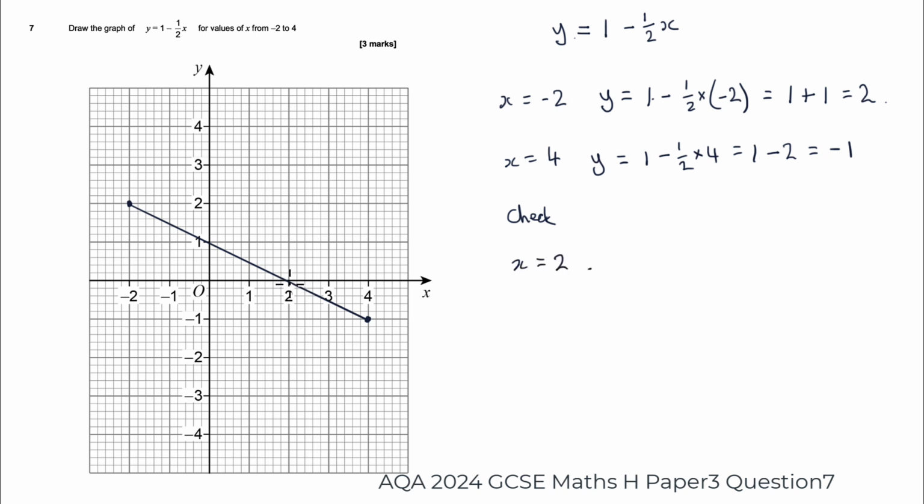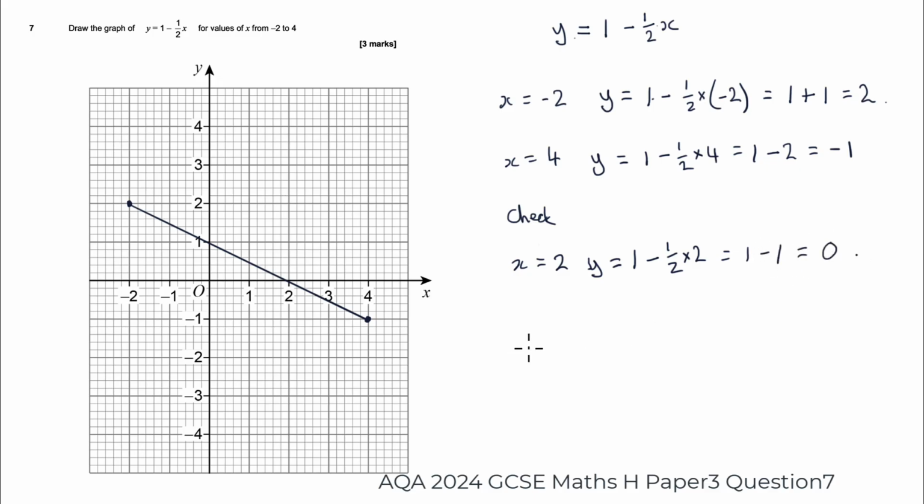And you can see that this graph we've drawn passes through the point x equals 2, y equals 0, (2, 0). So we're expecting a y value of 0 from this. So let's put 2 in here, 1 minus a half times 2. And we know a half of 2 is 1, 1 minus 1 is 0.